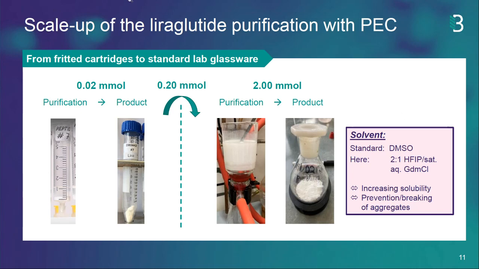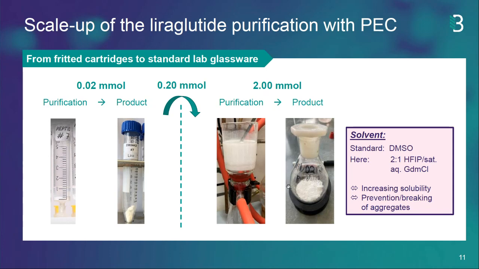So with this, we applied our standard protocol first for a small scale where we purified 20 micromole of the compound. And we did this in these kind of fritted cartridges that you see here on the left side, which is basically an SPPS reactor and which is available in our kit products as well. And after PEC purification, you get your nice purified product. Then we applied the same protocol to purify 200 micromole just by the use of a bit of a larger reactor. And then we did the purification of 2 millimole peptide using standard lab glassware.